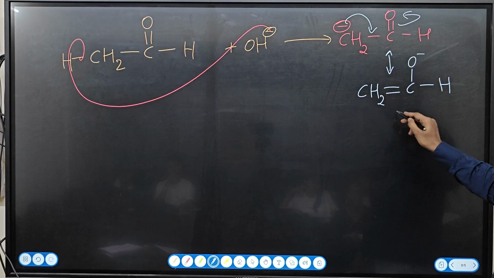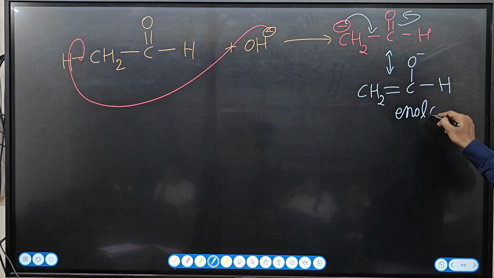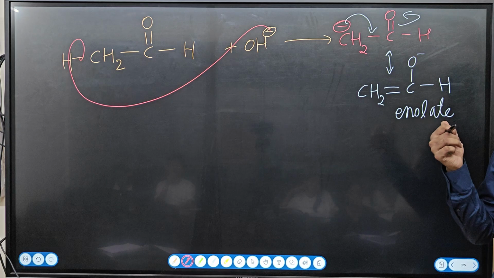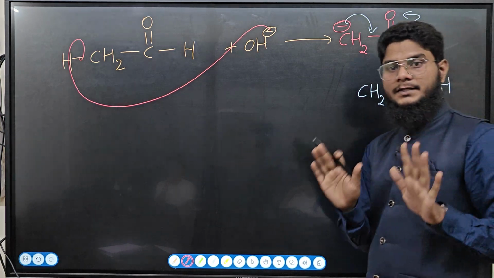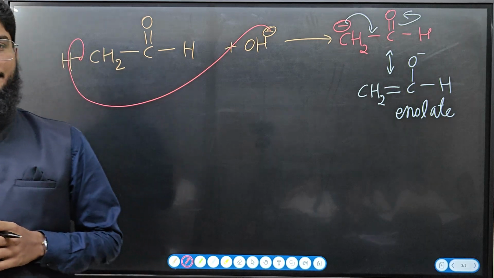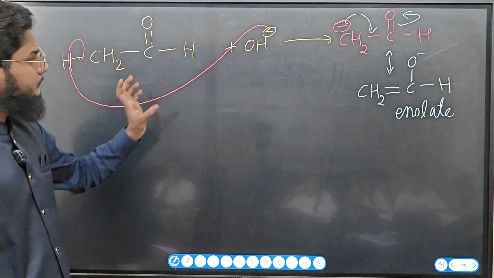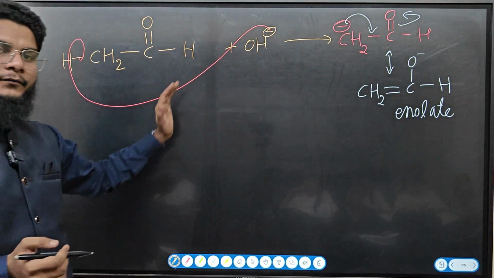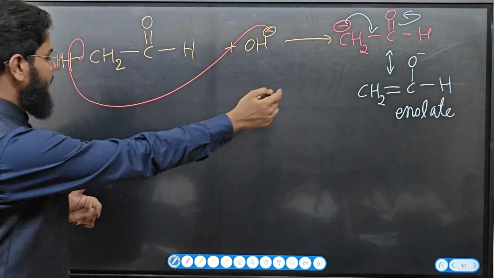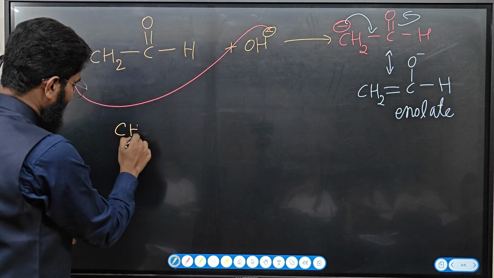This is your enolate. Now you form the enolate ion. This is the first step of the mechanism. In the second step, there is addition of one carbonyl compound with another, a combination of two carbonyl compounds. So you have this enolate ion.